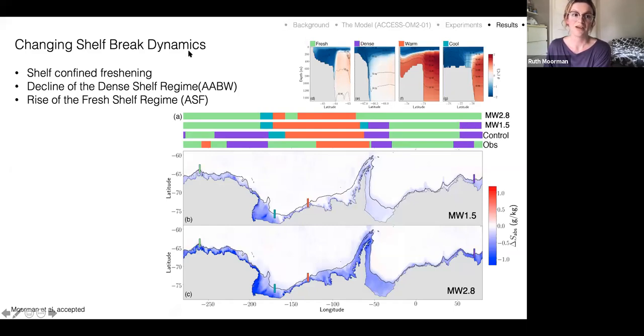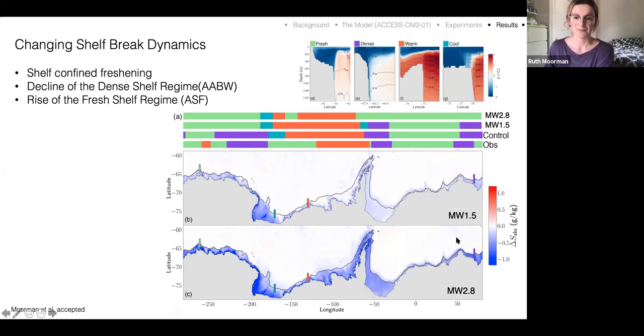And the general trend that we see is that as we freshen, the dense shelf regime diminishes, initially just in some regions under smaller freshwater perturbation, but eventually all around Antarctica under the stronger perturbation. And that we see a rise of this fresh shelf regime. So this is the Antarctic Slope Front dominated regime, which is shown here by the green, and many of the regions that were, for example, dense shelf water regimes transition to a fresh shelf regime.